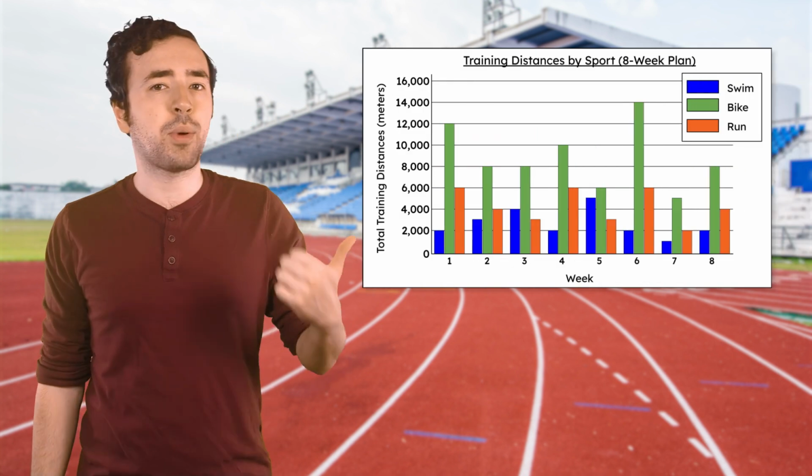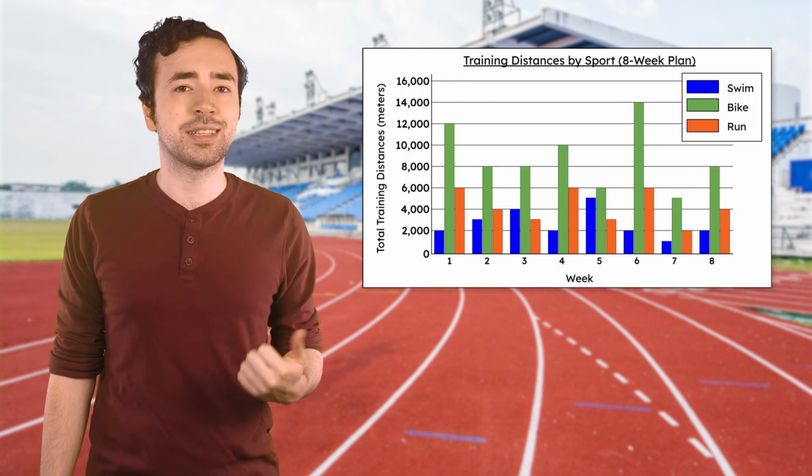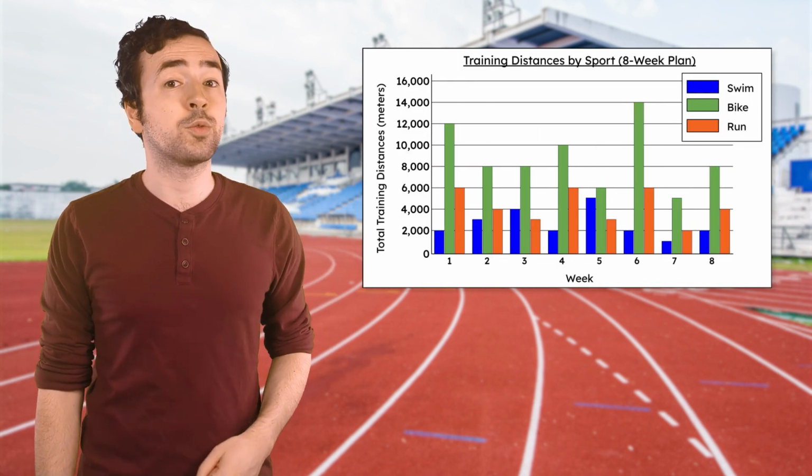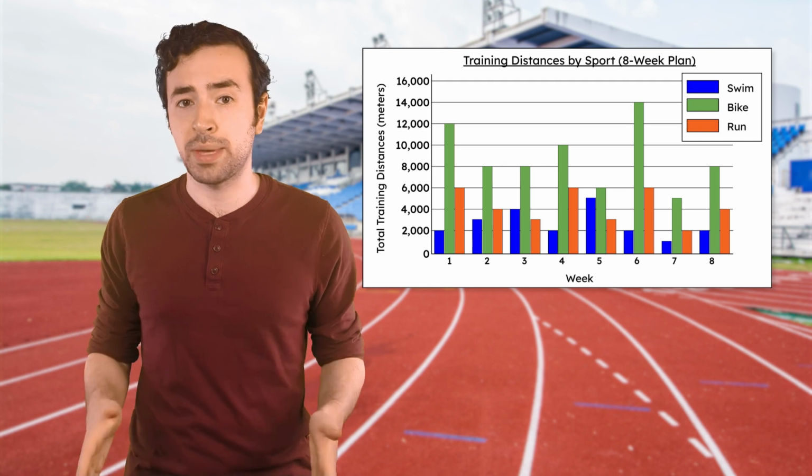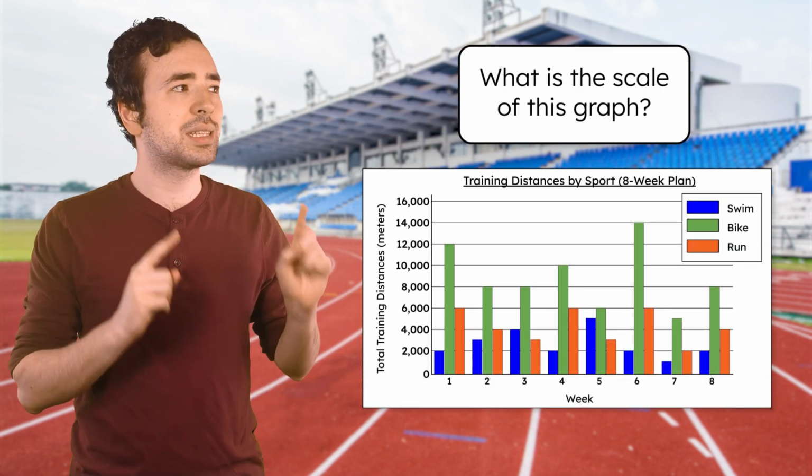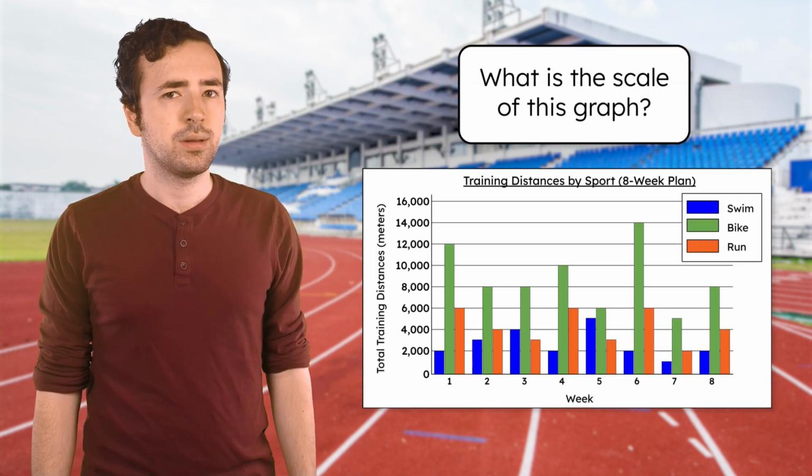But preparing for a triathlon means training for 3 sports, not just 1. A rest day from running might mean hopping on a bike or jumping into the pool instead. This bar graph shows the training distances for swimming, biking, and running over an 8-week period. First, what's the scale of this graph?